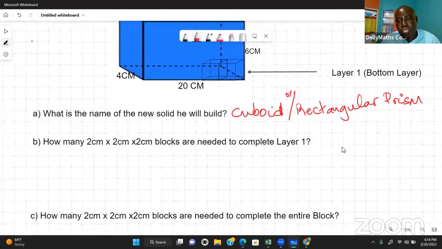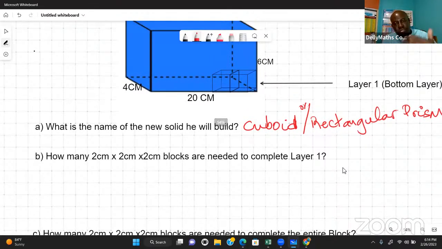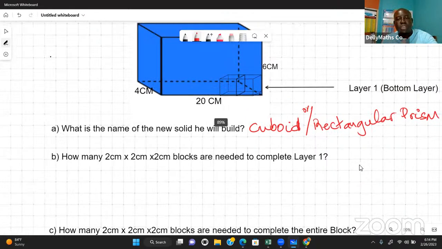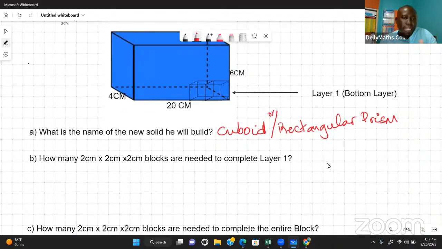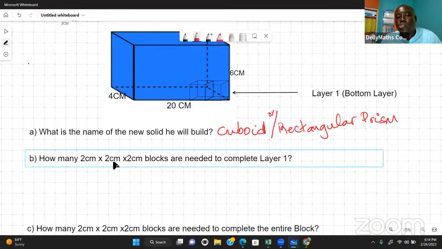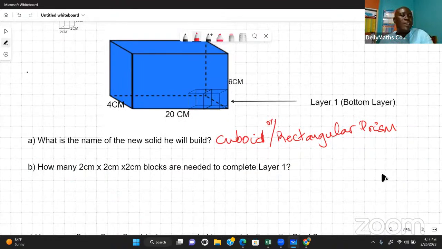Right, very good. Let's go to the B part now. As you could see, we're increasing in the level of difficulty in terms of how we have to be thinking now. So let's look at this. It's going to be building this rectangular prism, or you can call it a cuboid. Now, how many 2x2 by 2 blocks are needed to complete layer 1? So you want to look at layer 1. Layer 1 is the bottom layer, right?